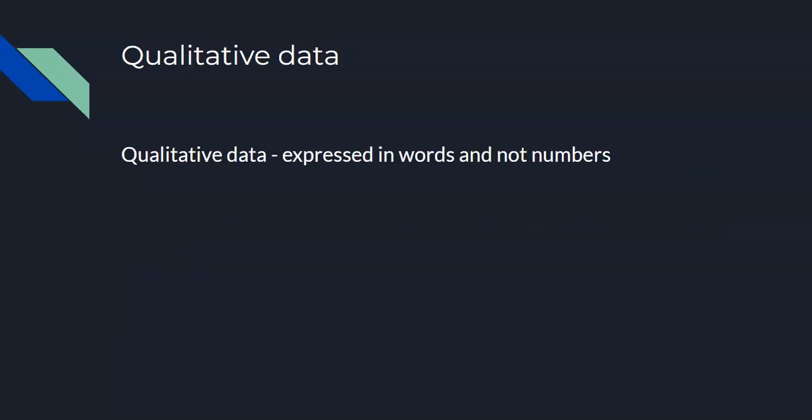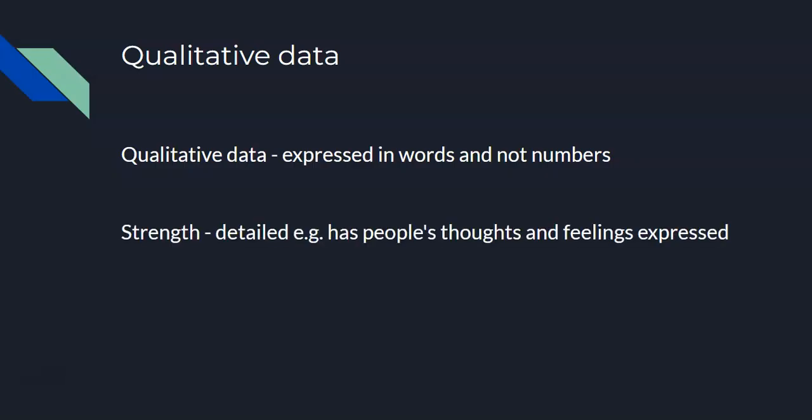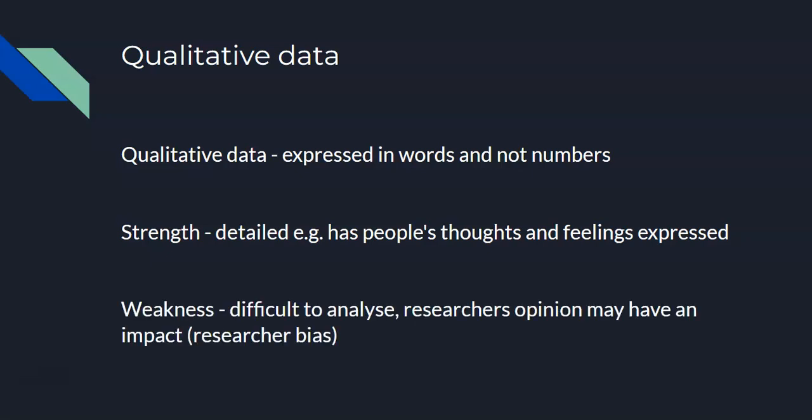Qualitative data, on the other hand, is expressed in words and not numbers. Now, the strengths of this is it's very detailed. We can get people's thoughts and feelings. But the weakness is it becomes very difficult to analyse. And also, researchers' opinions could have an impact. When you're starting to analyse a load of interview scripts or diaries, for example, the researcher might have a bit of bias about what he records or what she records or what they don't record.